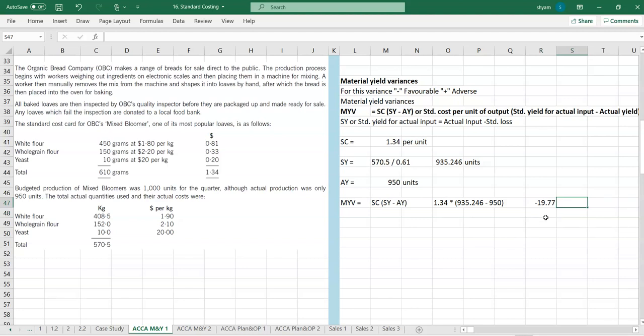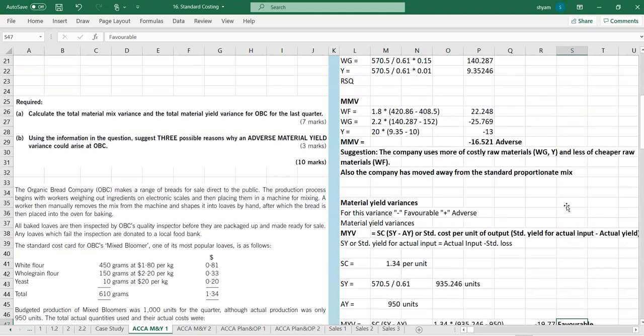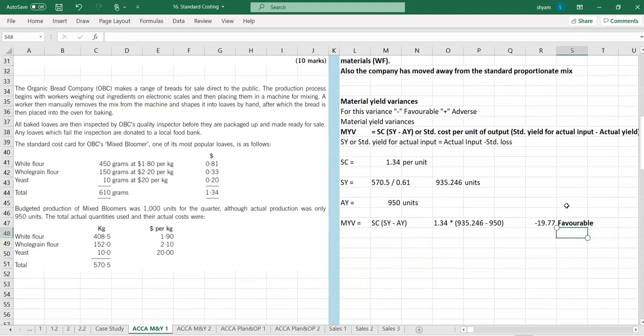Whether it's adverse or not, we have to find out. Look here, it's very tricky. You should have produced 935 for the given input, but you have produced 950. That is, you are producing more. So is it adverse? The answer is no. It is favorable. So don't go with the symbols. Always look at the logic of it. Here it shows adverse, but even though it is minus, it is favorable.